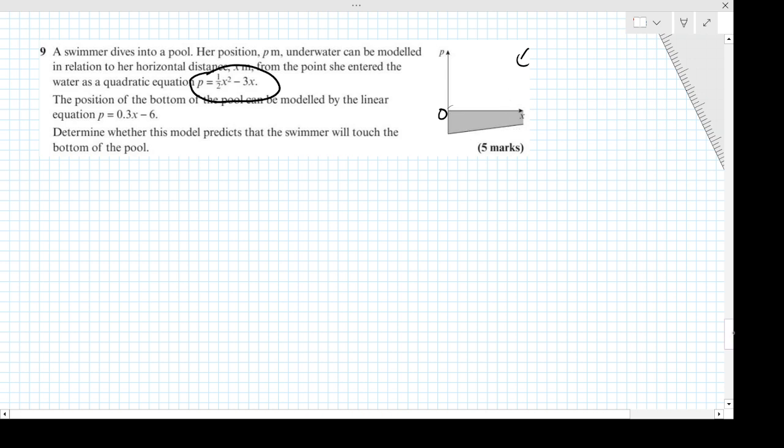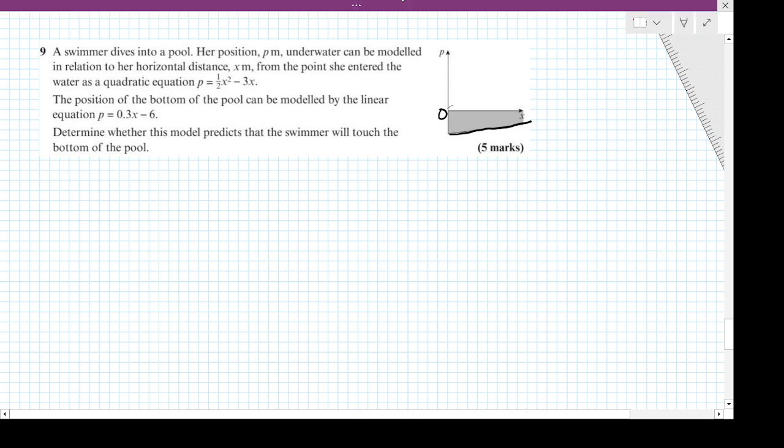But how are we going to work that out? And that's what it says. Determine whether the model predicts the swimmer would touch the bottom of the pool, which again is represented by this line here, which they've drawn for us, but they're not drawing a quadratic. Obviously, if they drew the quadratic, we'd be able to just see if it would look like this, right? You can very clearly see, okay, does it touch the bottom of the pool? There we are, but it's 5 marks, so we do need to do some work.